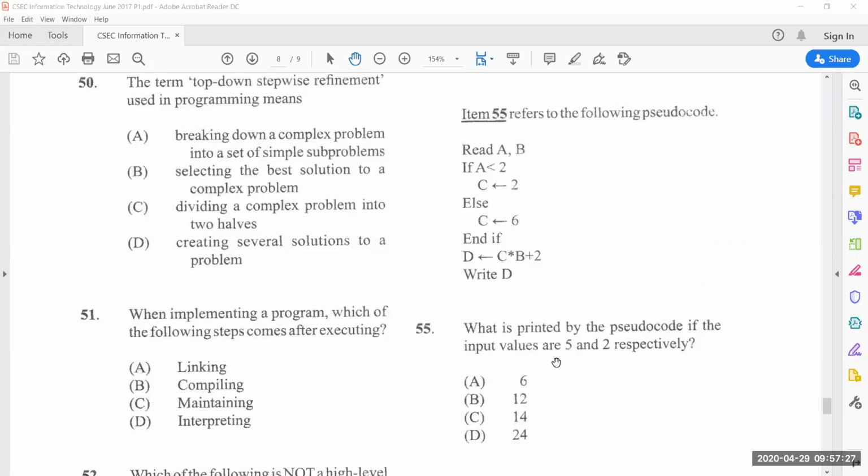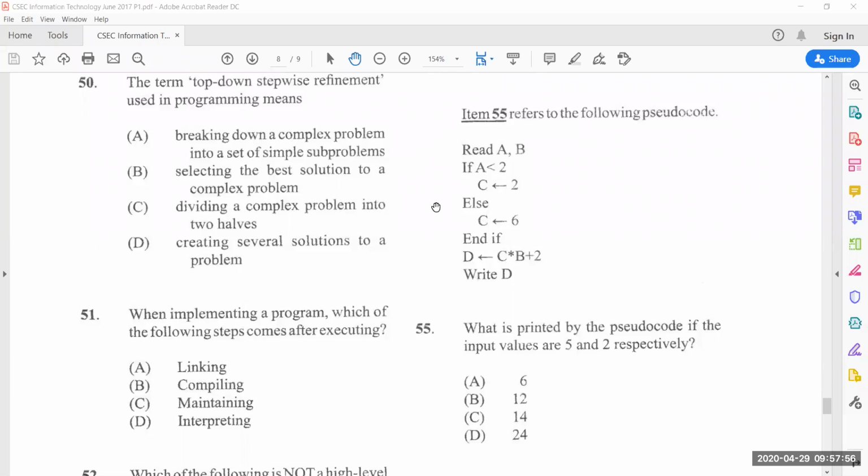Okay, so we're going to input two values, 5 and 2 respectively. So that means A will be assigned 5 and B 2. Now, if A is less than 2, C is assigned the value of 2. A is 5, so it's not less than 2. So we're going to the else part of the pseudocode. So that means C is assigned the value of 6, right?